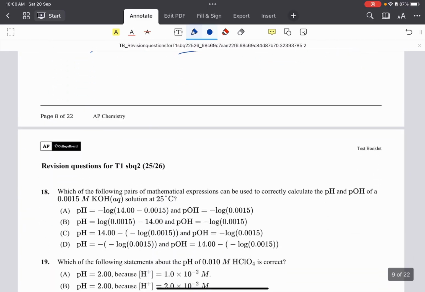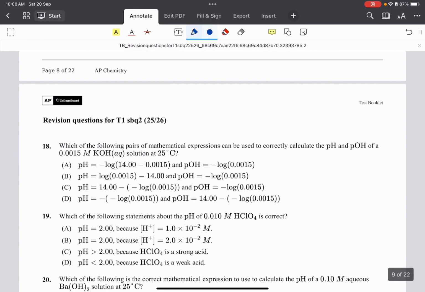Next, which of the following pairs of mathematical expressions can be used to correctly calculate pH and pOH of 0.0015 molar KOH? KOH is a strong base. So KOH is going to strongly ionize, fully ionize, producing K plus and OH minus. So the concentration of KOH is going to fully produce the same amount of OH minus.